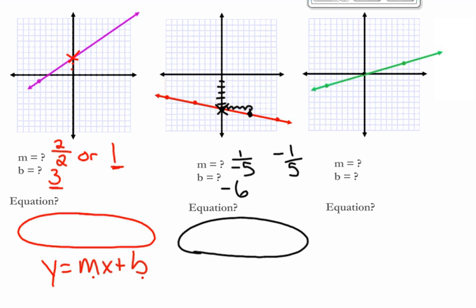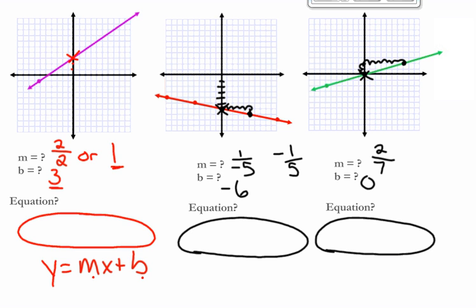Last one. I'm going to pick this dot at the origin and this dot. I have to count up 2 units and write 1, 2, 3, 4, 5, 6, 7. So my slope is 2/7. My y-intercept is right there at the origin, so b is 0. Using those values, see if you can fill in an equation.